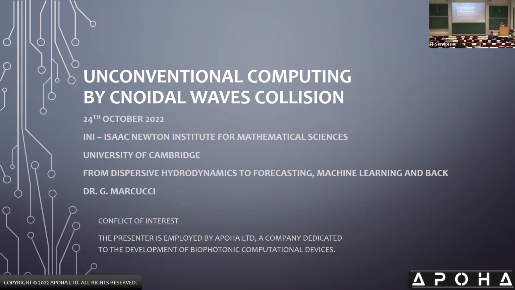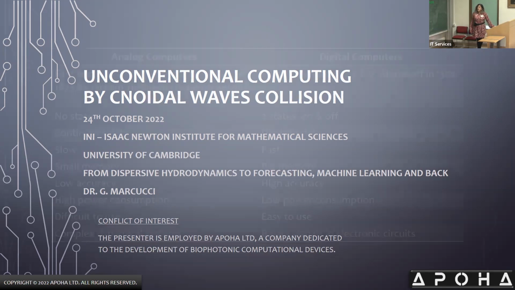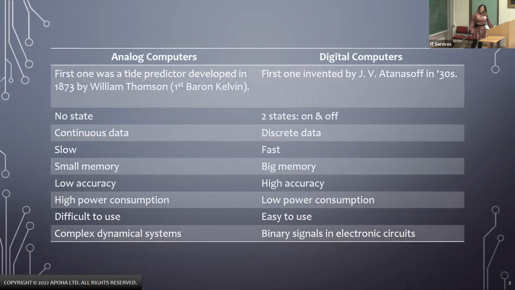And exactly as Elena and Adriano, my talk is more on the hardware side. Indeed, today I'm not going to talk about machine learning as a software, but I will talk about machine learning as a hardware. And the way we hope to realize this hardware is using dispersive nonlinear waves. So through this hardware, we are able to build analog computers.